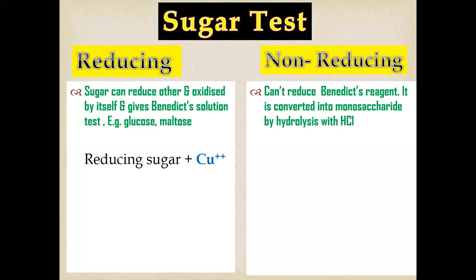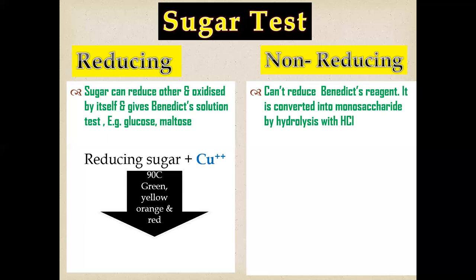will release copper sulfate, that will release copper in the +2 oxidation state. After heating to 90 degrees Celsius, this reducing sugar will release electrons, and that will reduce the copper. It changes from the +2 oxidation state to the +1 oxidation state. And the sugar, when it releases the electrons, gets oxidized itself. In this way, the color changes from green to yellow, then orange, and then red. So it means that it is a reducing sugar.